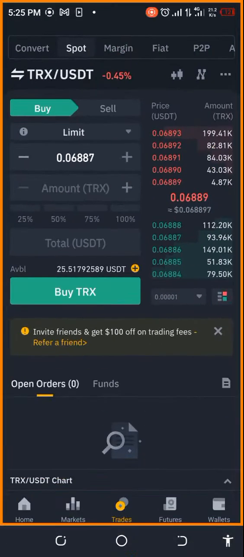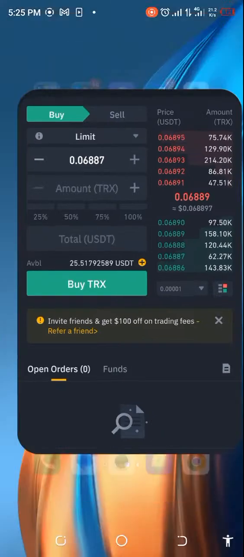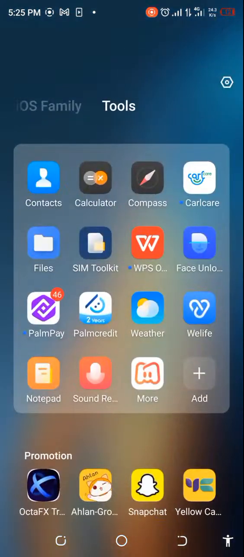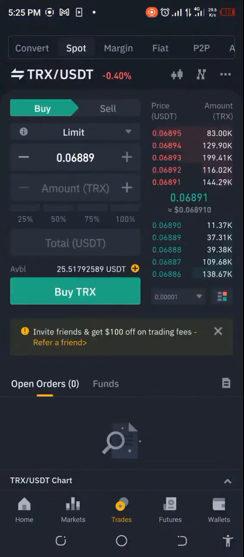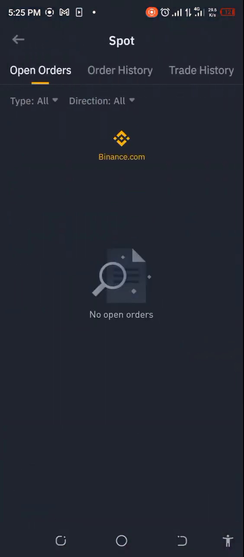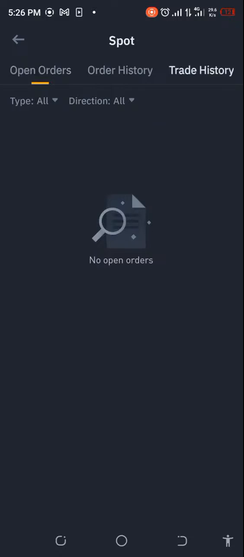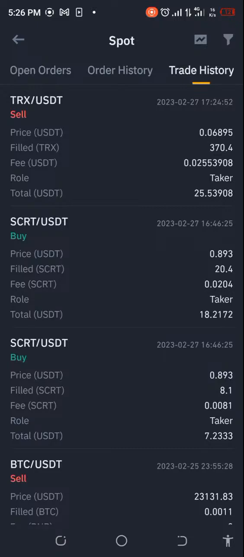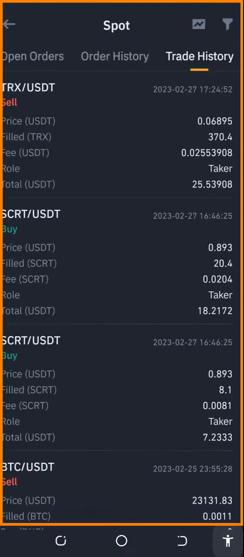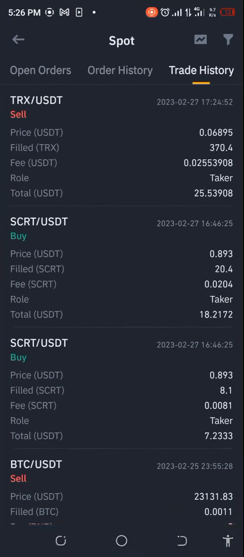But all the same, let's go back and look at the trade history so that we'll be able to get everything fully. So the trade history, it bought in two parts. We have 18.2 and we have 7.2. So that means if you add everything together, that's 25.44, something in that range.